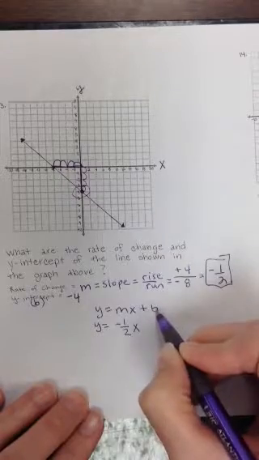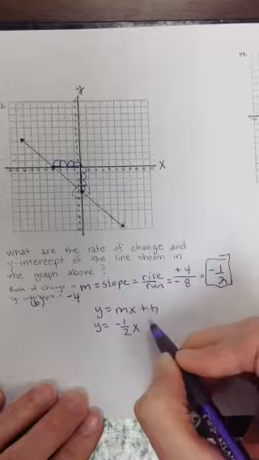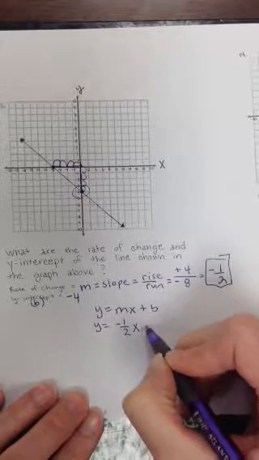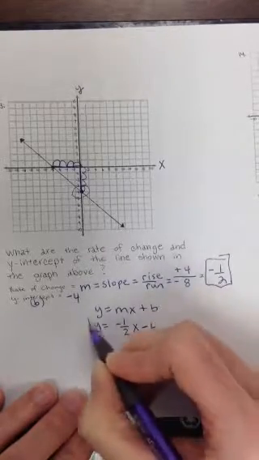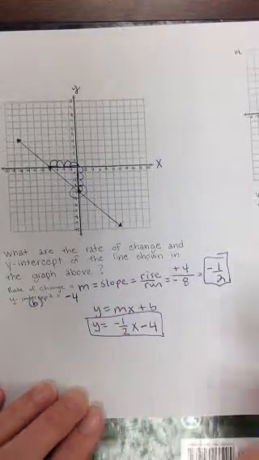All right, we have a plus b. However, my b, my y-intercept, was a -4. So I could write this plus -4, or we could simplify it to just say -4 for your y-intercept. So this would be the equation that represents that line.